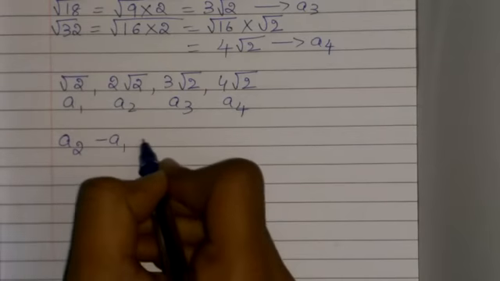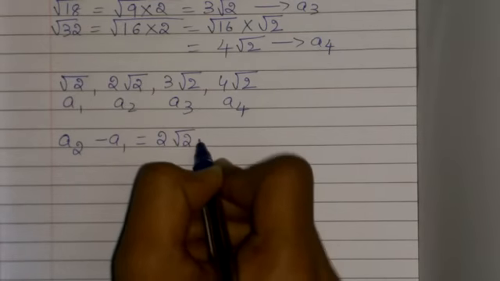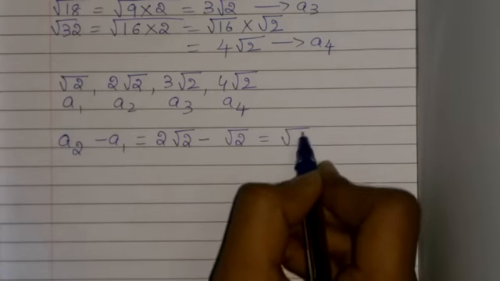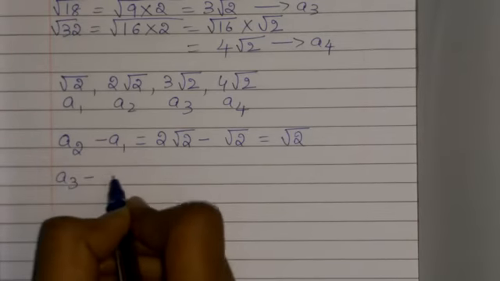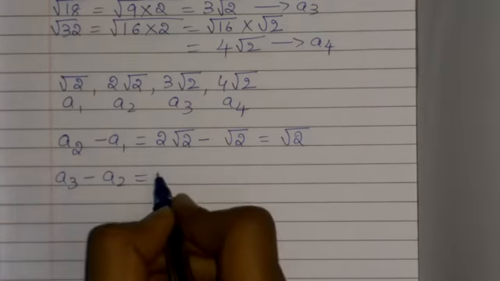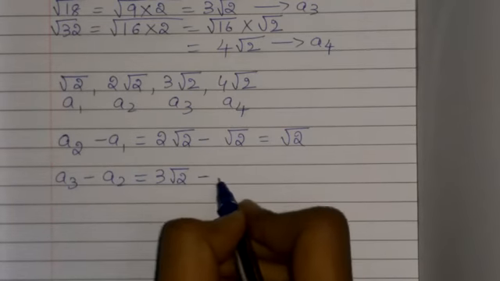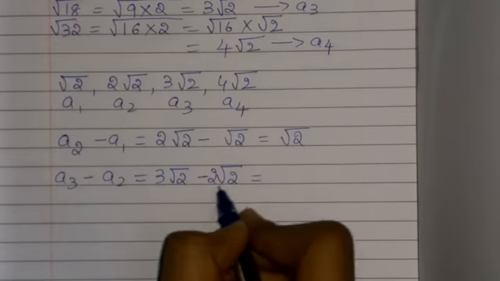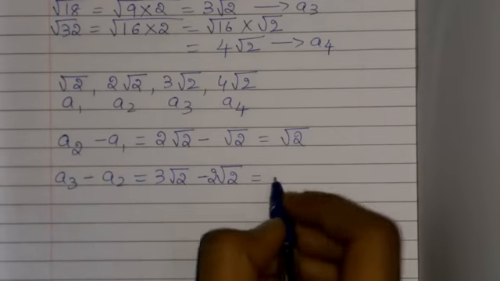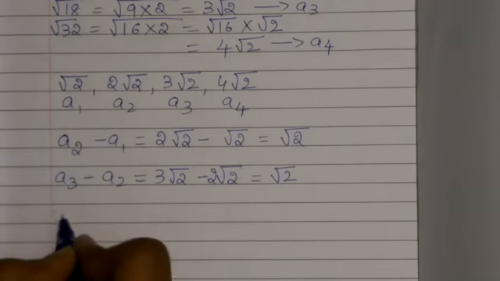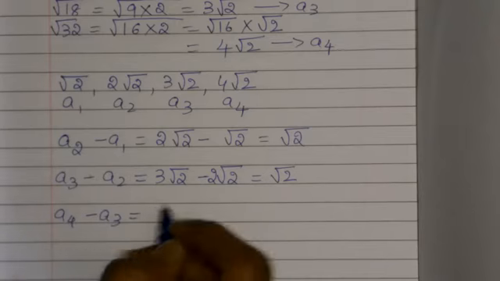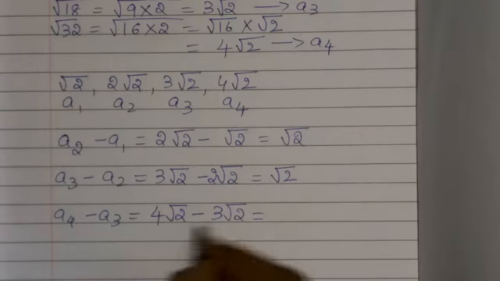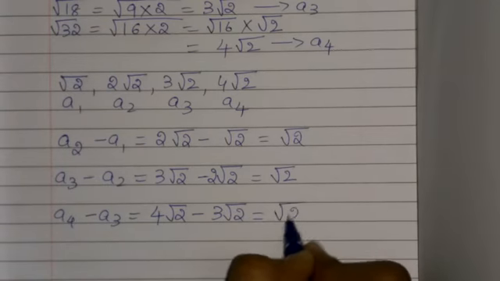A2 minus A1 is equal to 2 root 2 minus root 2, which is equal to 2 root 2 minus 1 root 2, which is equal to root 2. A3 minus A2. A3 is 3 root 2 and A2 is 2 root 2. 3 root 2 minus 2 root 2 will be 1 root 2. A4 minus A3. A4 is 4 root 2 and A3 is 3 root 2. So 4 root 2 minus 3 root 2 will be root 2.